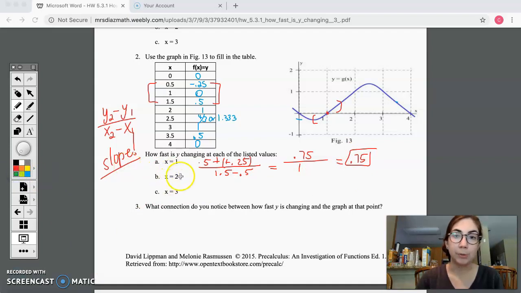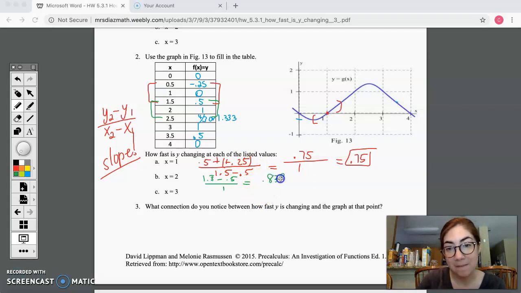Let's try x equals 2. So remember, we're going to go on either side of 2. So I'm going to do 1.3 repeating minus 0.5, all over 2.5 minus 1.5, which is just 1 again. So 1.3 repeating minus 0.5 is going to be 0.833 repeating, all over 1, which again is just 0.833 repeating. Again, you guys, this is an estimate.